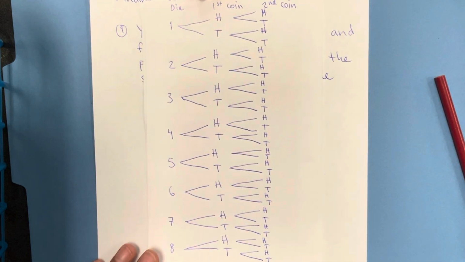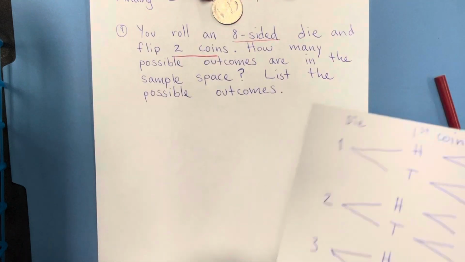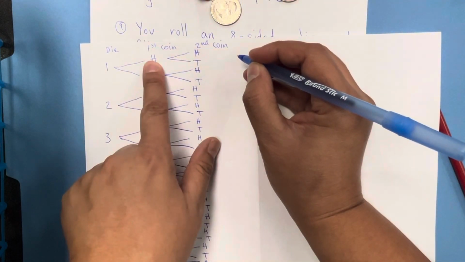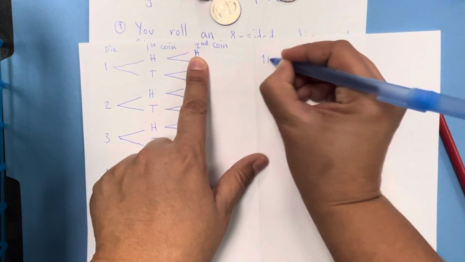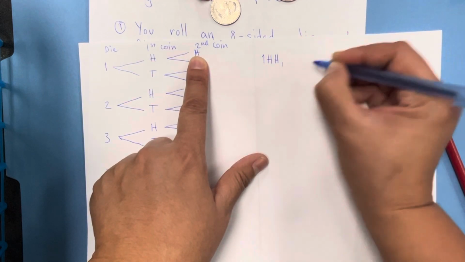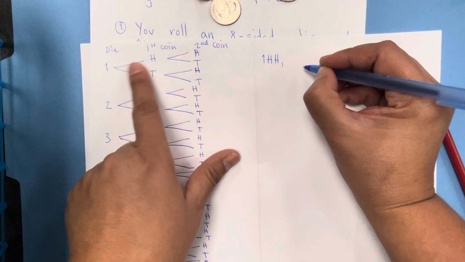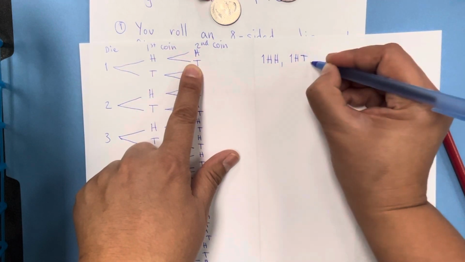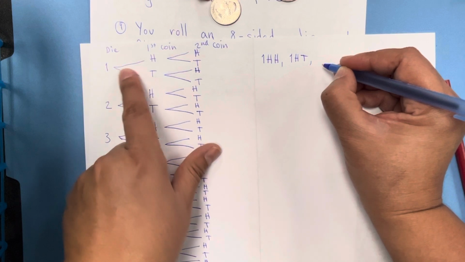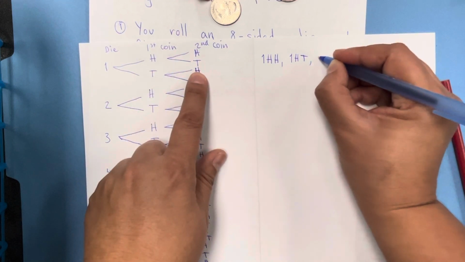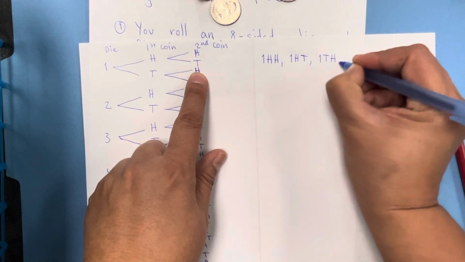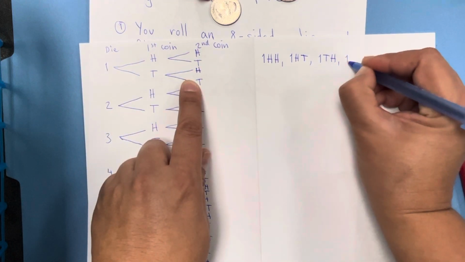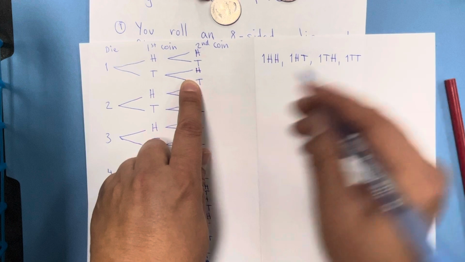Now, if we had to list, this is what it would look like. So one head, head, that's one possibility. One possible outcome. One head, tails. One tails, head. And one tails, tails. You have to be very careful to be organized.